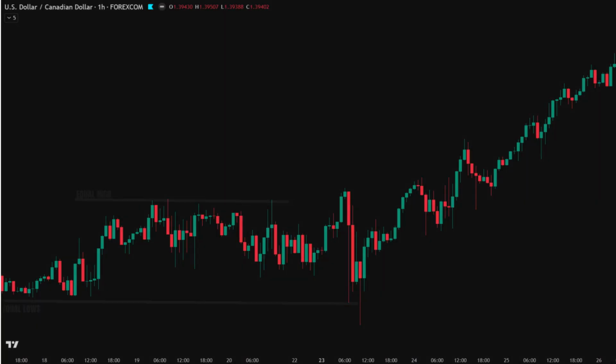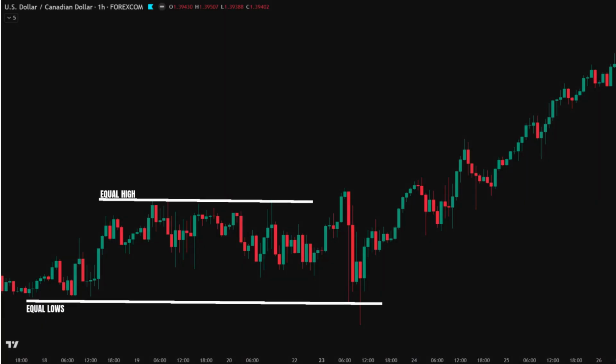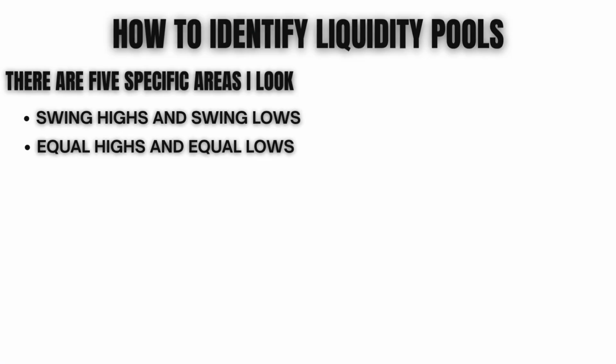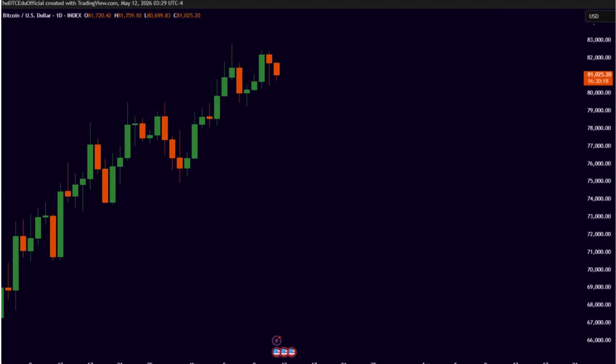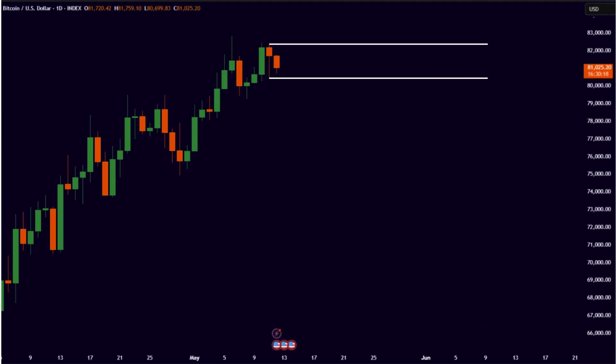Anytime you see 2 or more highs or lows at approximately the same price level, draw a line through them. That is a liquidity pool. Price is very likely to sweep it before making a major move. 3. Previous day, week, or month highs and lows. These are massive liquidity pools because so many traders use those levels for their stop placements. The previous day, high and low in particular, are key reference points in ICT.